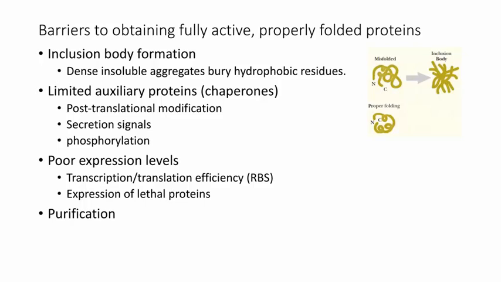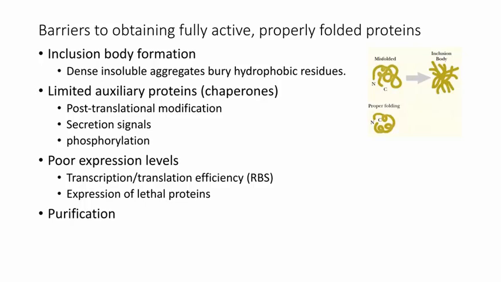If they don't have signals to have proper post-translational modification, maybe they need a secretion signal because it needs to go through the membrane, or maybe it needs a kinase to be able to phosphorylate it for proper activity. So if there are not enough of these auxiliary proteins, you will again not be able to have a fully active protein.